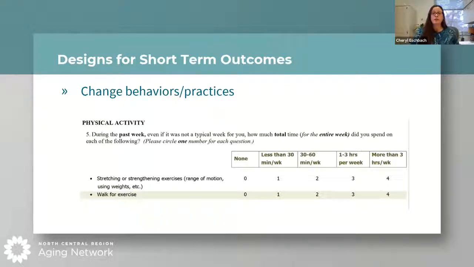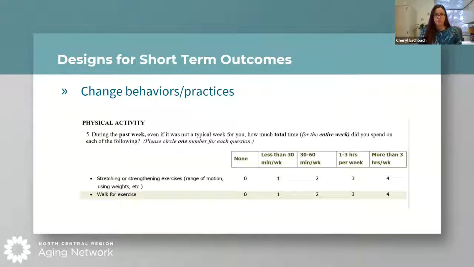Designs for short-term outcomes can also include measuring changes in behaviors or practices. So sometimes a simple categorical response, which you can see here in the headers, which has a frequency of none to more than 3, can also have a numeric value, which is helpful for analyzing the data. And this is an example of an extension program that has an objective to get people to be more physically active. I'm sure you can relate to that.